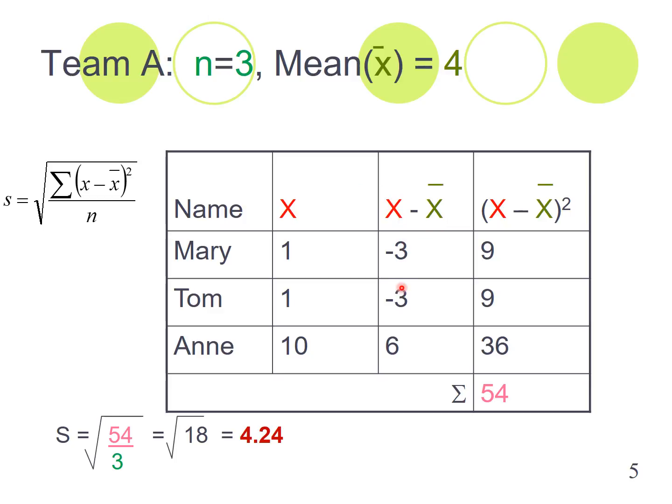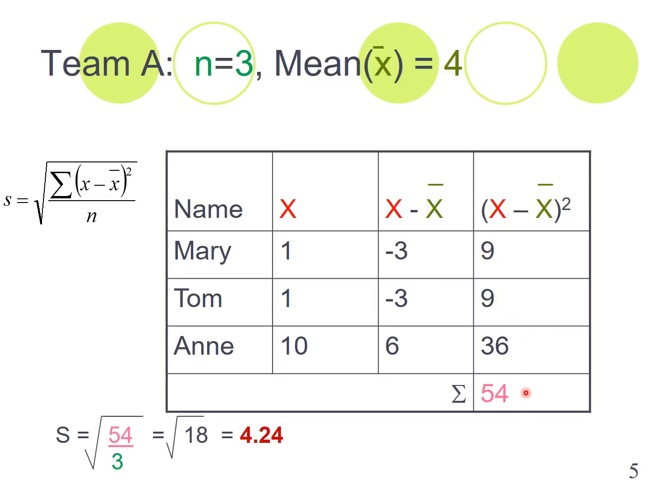So minus 3 multiplied by minus 3, the signs are the same when we multiply them together, so it's positive 9. Okay, so this is this squared. Minus 3 by minus 3 is 9. 6 multiplied by 6 is 36. Okay, so we've done this bit first of all, then we squared them. The next thing we're going to do is add them up. So we add up these numbers here and we get 54. So 36 plus 9 plus 9 is 54.